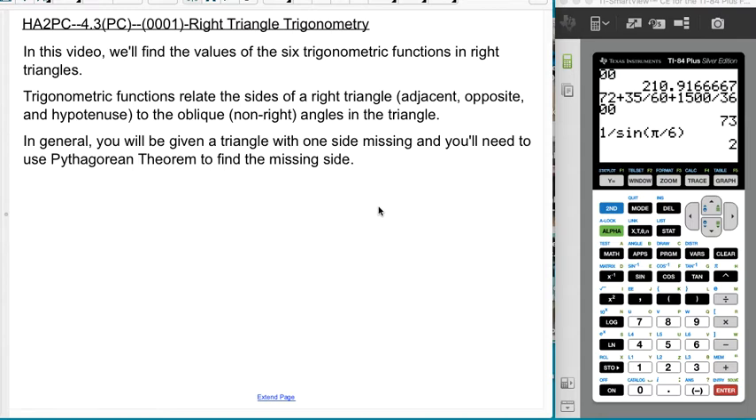All right, this is Honors Algebra 2 Pre-Calculus. We're doing 4.3 in Pre-Calc, which is right triangle trigonometry. So in this video, we'll find the values of the 6 trigonometric functions in right triangles.